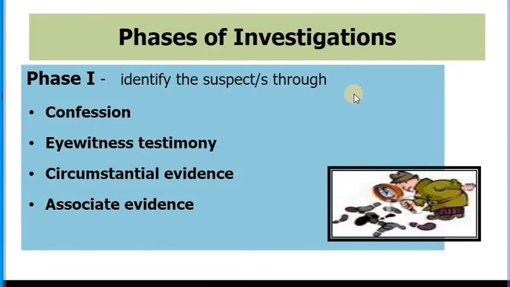Okay po. Next. So, phases of investigation. Ito naman, we have 1, identify the suspect through confession, eyewitness testimony, circumstantial evidence, and associate evidence. Ang phase 1, ito na yon, yung preliminary investigation. Okay? So, ang ginagawa mo dyan is identify the suspect through confession. Ibig sabihin, parang merong nag-confess or parang merong nagtapat. Eyewitness testimony, kung sino yung nakakita ng crime. Circumstantial evidence or associate evidence based dun sa evidences na nakita mo doon sa crime scene.